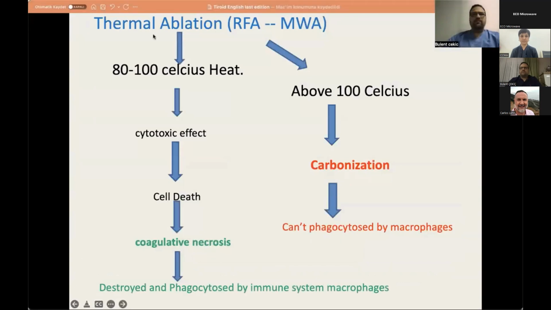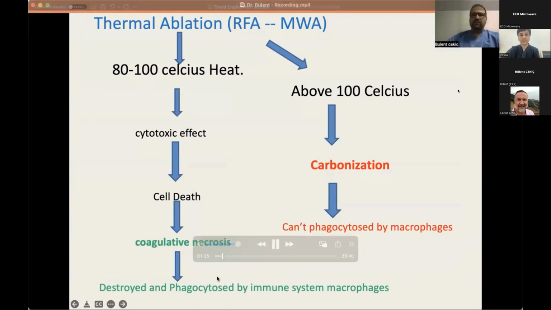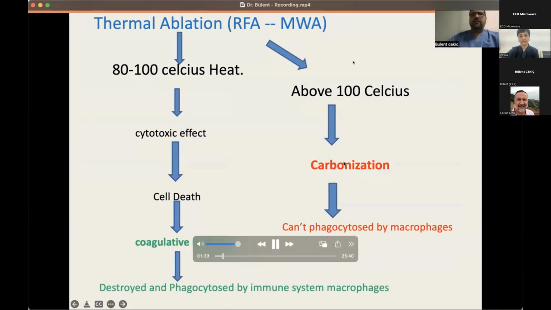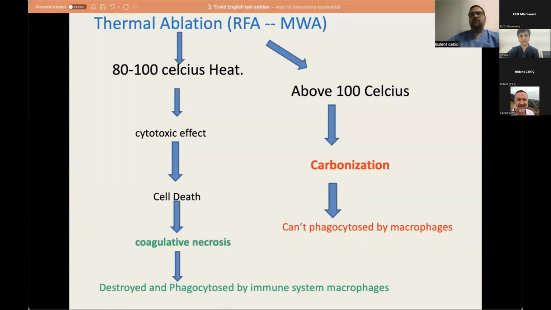And here is a chart about thermal ablation. The main goal is heat between 80 and 100 Celsius, where the cytotoxic effect occurs: cell death and coagulative necrosis, and the coagulative necrosis is destroyed and phagocytosed by the immune system macrophages. But if the heat is above 100 Celsius, carbonization occurs, and the immune system can't phagocytose it by macrophages.